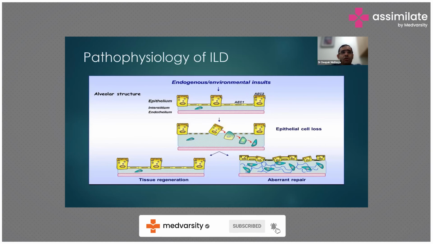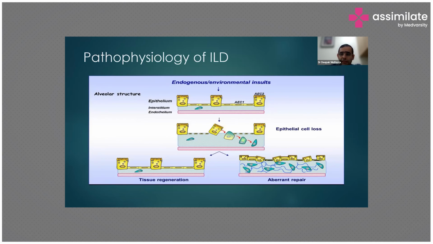What happens in ILD? What is the pathophysiology? So, in our alveolar structure, whenever there is some kind of endogenous or environmental insult, this causes degradation of these cells, and once there is degeneration, there is tissue regeneration, but sometimes there is aberrant repair because either there is some kind of insult which is already endogenously present, or there is some kind of genetic defect which causes aberrant repair, and this causes an increase in the thickness of the interstitium, called interstitial thickening or interstitial fibrosis, which happens later on.